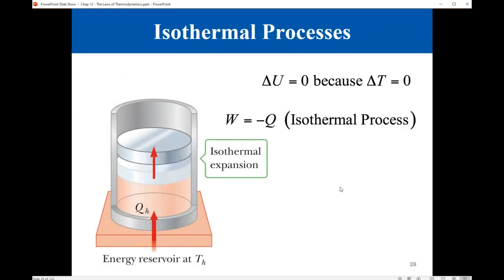The third one is the isothermal process. Isothermal means delta T is 0. Temperature will not change during the process. If delta T is 0, then delta U is 0. If delta U is 0, from the first law of thermodynamics, then W equals minus Q. So this is the equation that we use for isothermal processes.